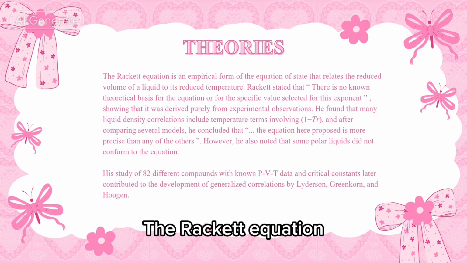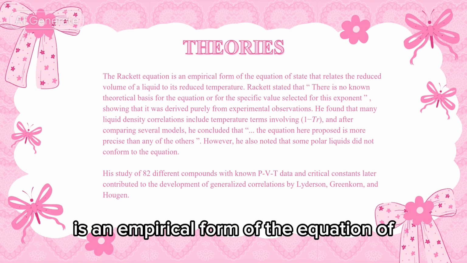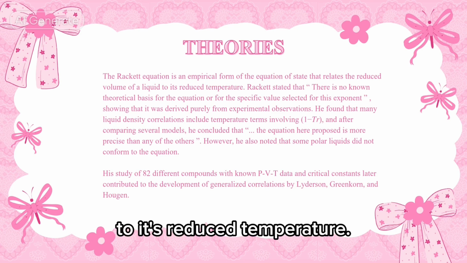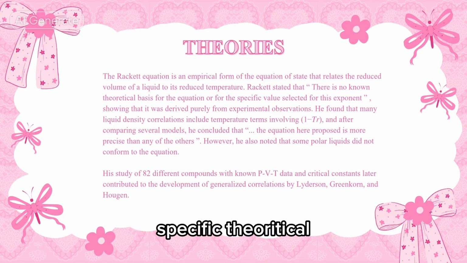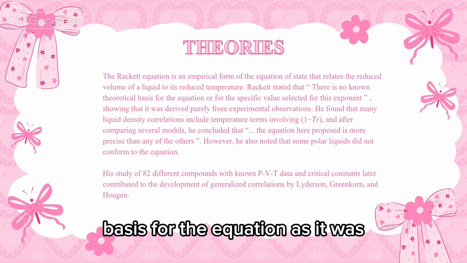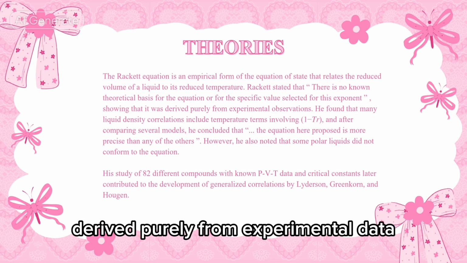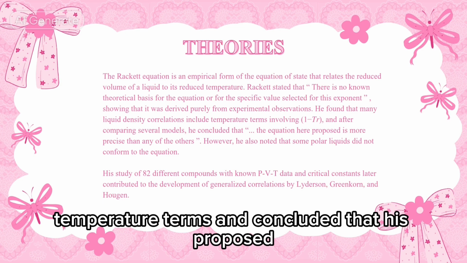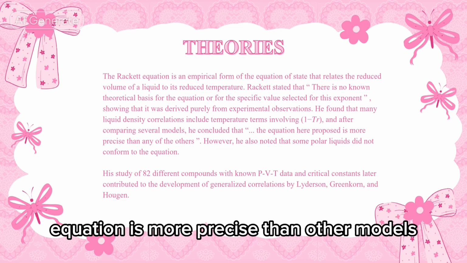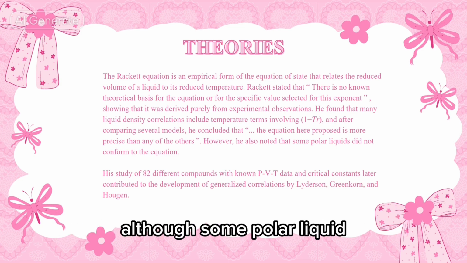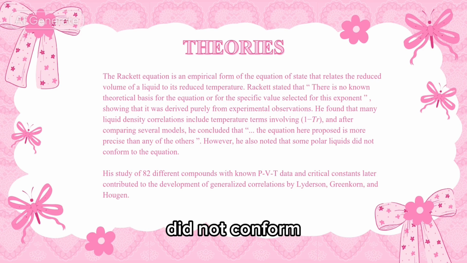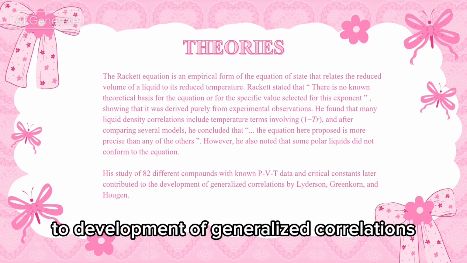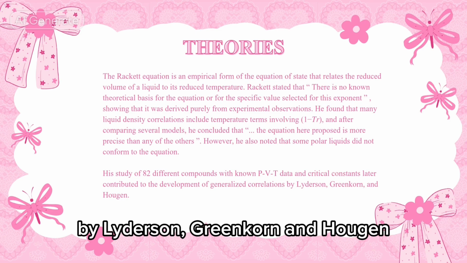The Reckitt equation is an empirical form of the equation of state that relates the reduced volume of a liquid to its reduced temperature. Reckitt explained that there is no specific theoretical basis for the equation, as it was derived purely from experimental data. He found that many liquid density correlations involve temperature terms and concluded that his proposed equation is more precise than other models, although some polar liquids did not conform. His study of 82 compounds later contributed to the development of the generalized correlation by Lyderson, Greenkorn and Hougen.